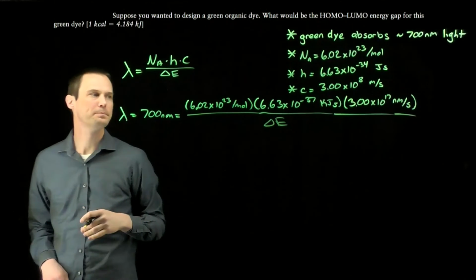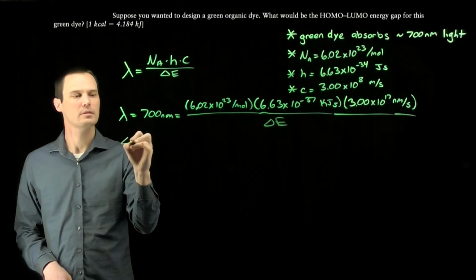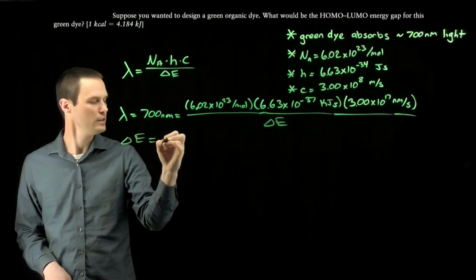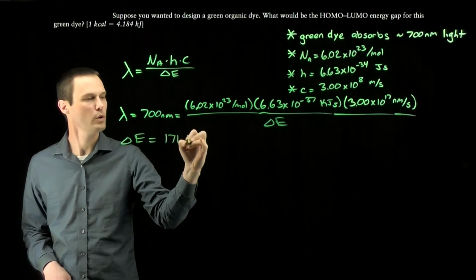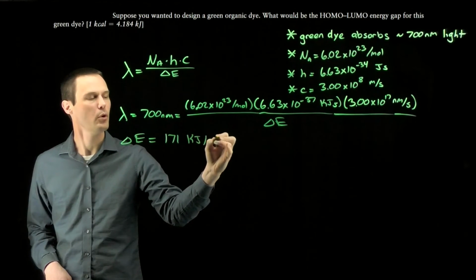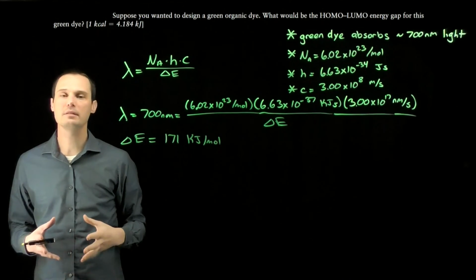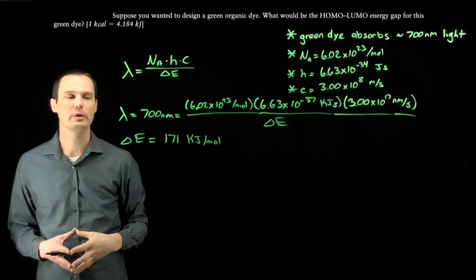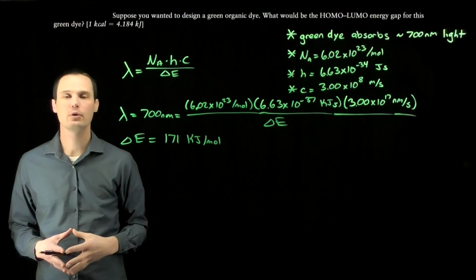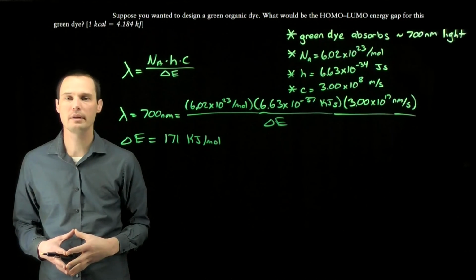In this equation, when we do this math, we find that delta E is equal to approximately 171 kilojoules per mole. So this is the delta E, this is the HOMO-LUMO gap for this hypothetical green dye. The HOMO-LUMO gap for this hypothetical green dye is approximately 171 kilojoules per mole.